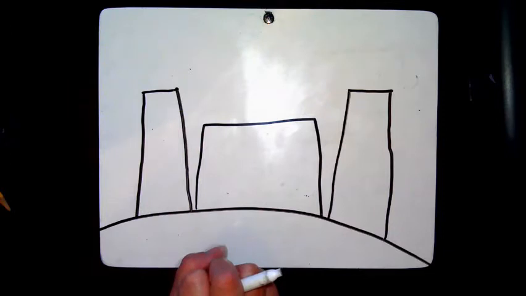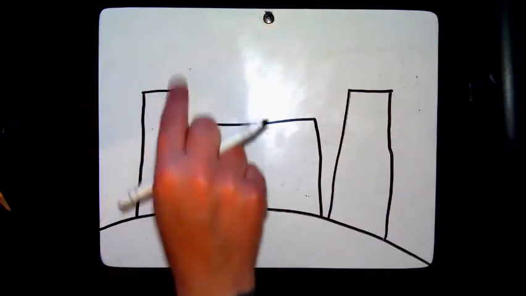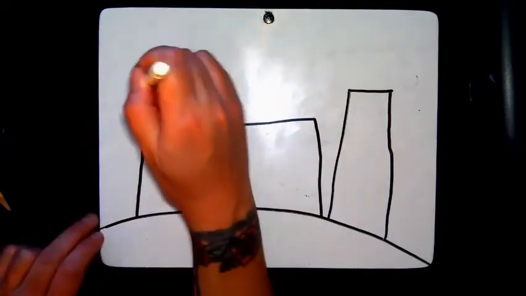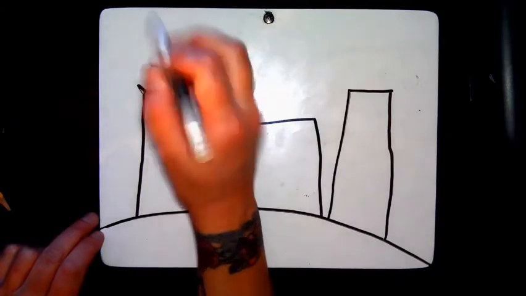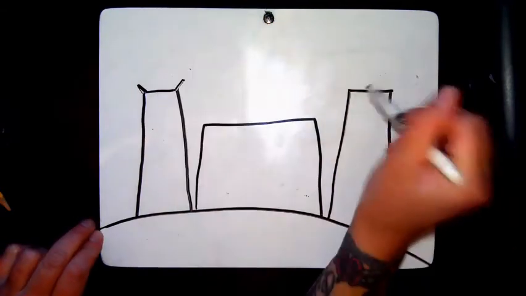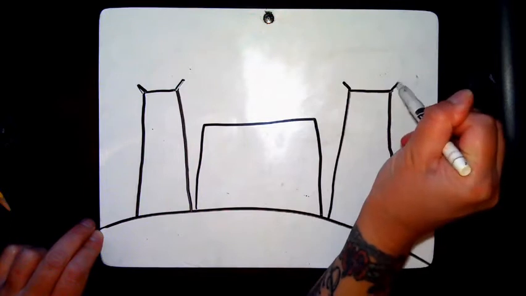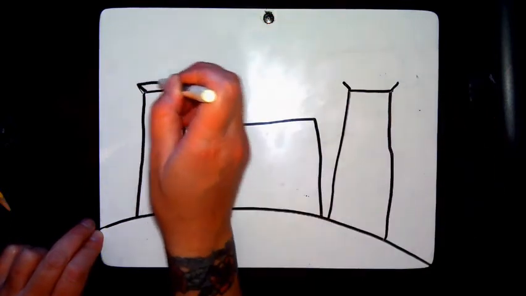All right, and we're going to add the little part on top. Just watch me first. Two little diagonal lines, and then a horizontal line.